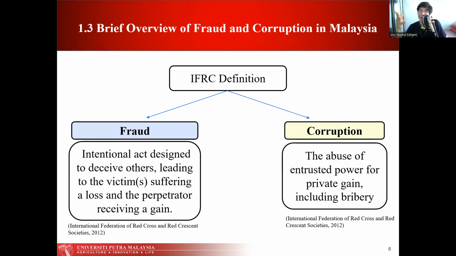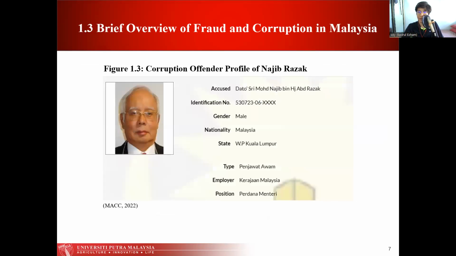Now let's move on to the fraud and corruption part in Malaysia. The International Federation of Red Cross and Red Crescent defines fraud as the intentional act designed to deceive others, leading to victims suffering a loss, and the perpetrator receiving a gain, whereas corruption is the abuse of entrusted power for private gain, and this includes bribery. Now, our ex-Prime Minister, Najib Razak, is a perfect example of both perpetrator of fraud and corruption.